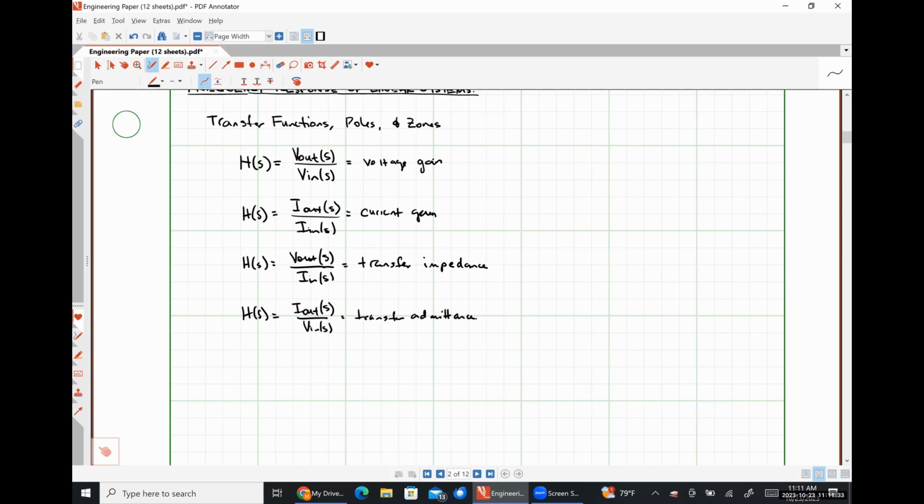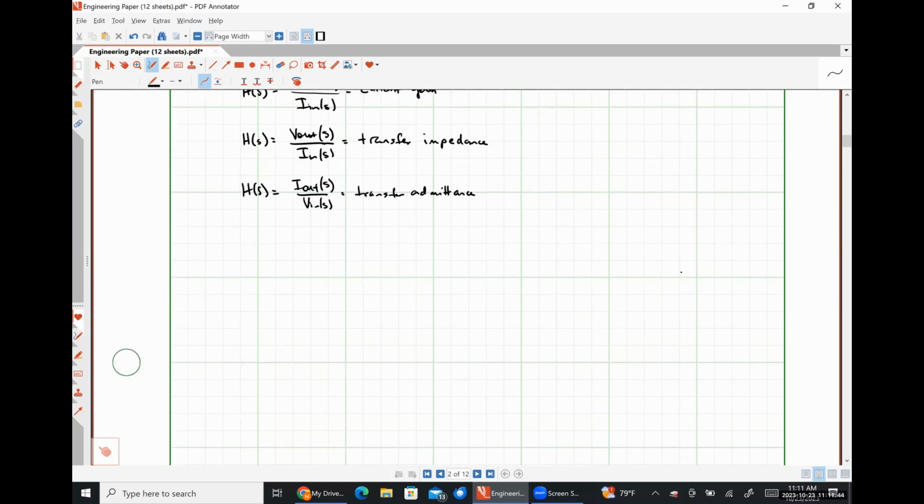Okay. So what I want us to do here is look at an example and simply determine what the transfer function of this particular circuit is.